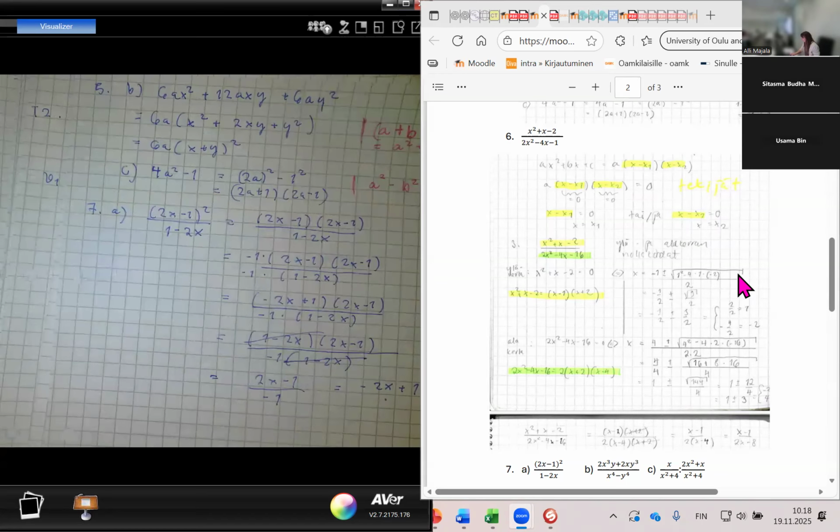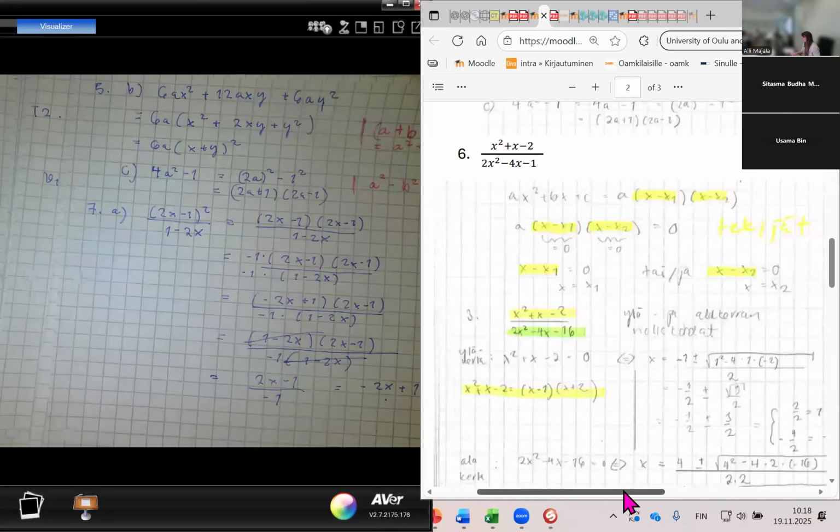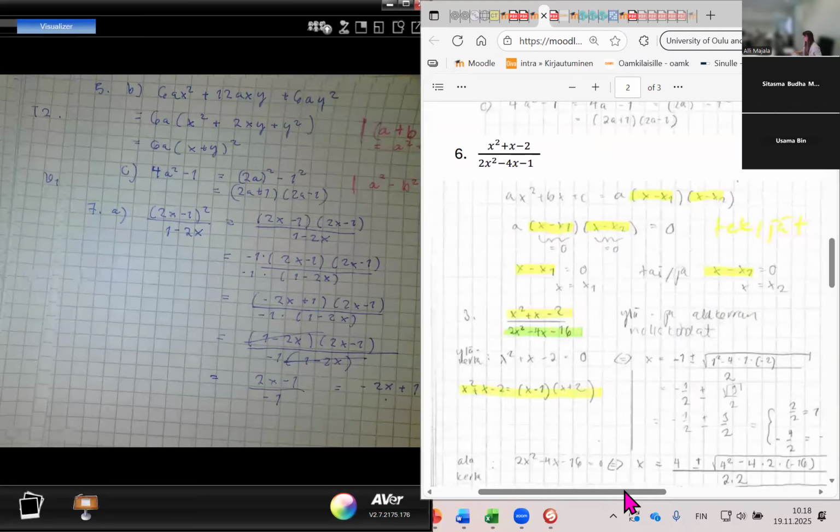A little bit more sized this so that we can see what's going on.